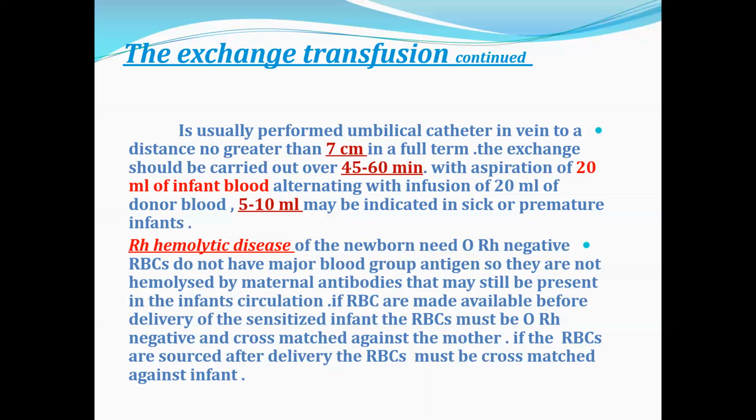So, simply talking, we should give O blood group with negative RH and it should be cross-matched with the RBCs of the infant. Keep in mind, RH negative, you should give RH negative O blood matched with the infant after birth, of course.